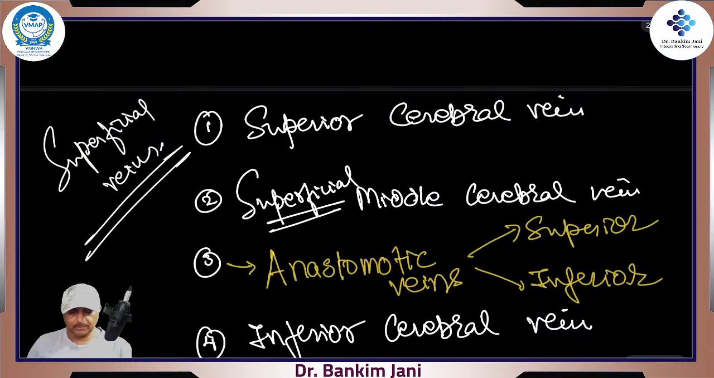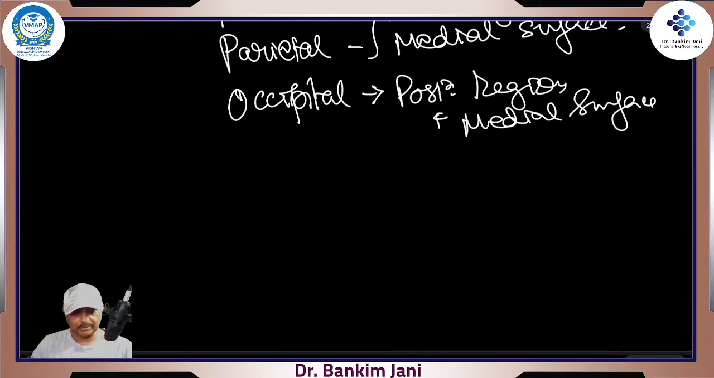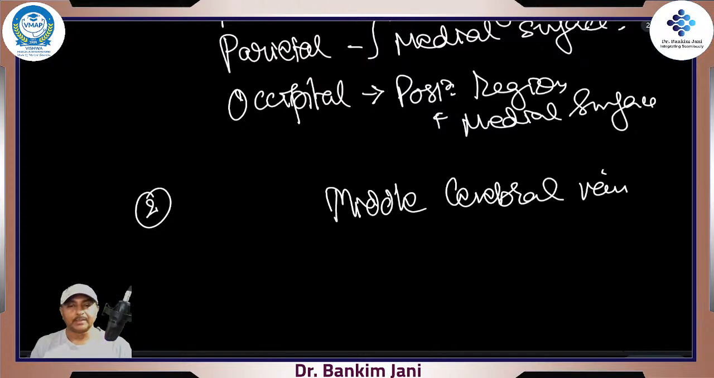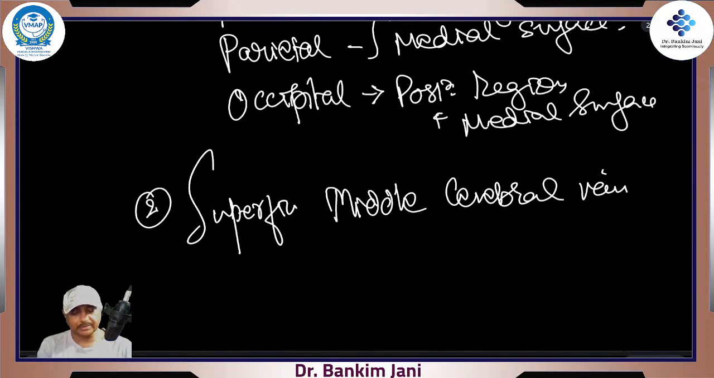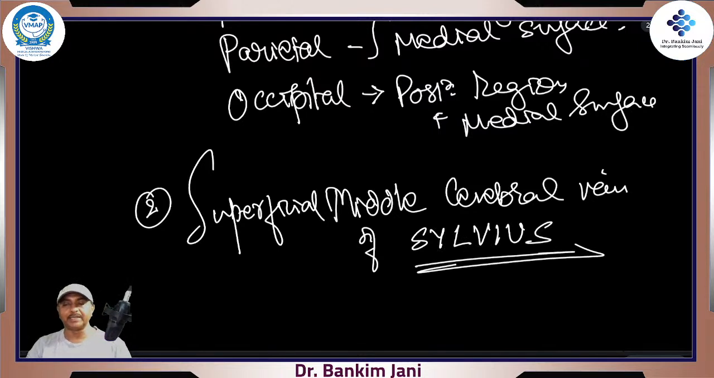Okay. So this is done. The next one is the superficial middle cerebral vein. That was the vein which we used to watch. This is the second one, so we'll just write over here middle cerebral vein. We are dealing with superficial, so this is superficial. And that's the name, Sylvius. So this is the superficial middle cerebral vein.